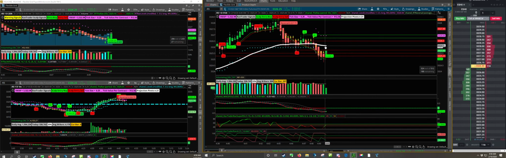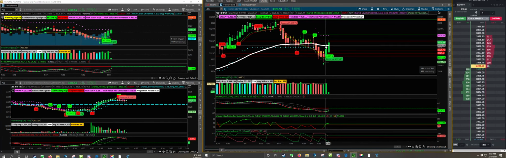Okay, it popped right above the moving average right now. We still got that 27 long.